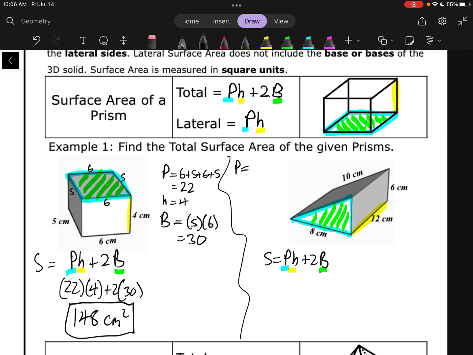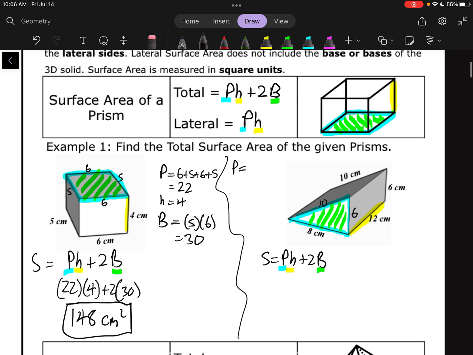My P this time, I need to do 8 + 6 + 10. That's going to be 24. My h we already said and found was 12. And for the area of the base, I need to do the area of the triangle. I think it's safe to say that that would be my right angle right there. So this is going to be 1/2 base times height, 1/2 times 8 times 6. Half of 48 is 24.